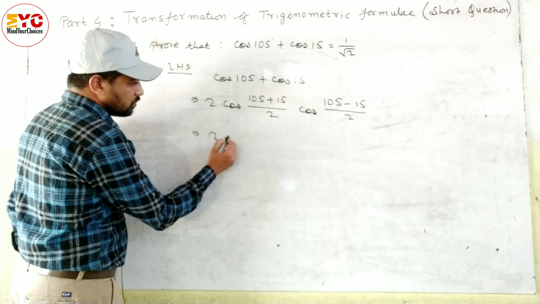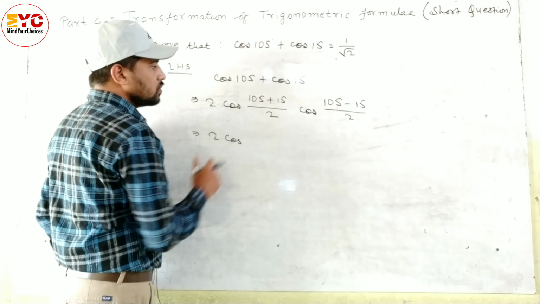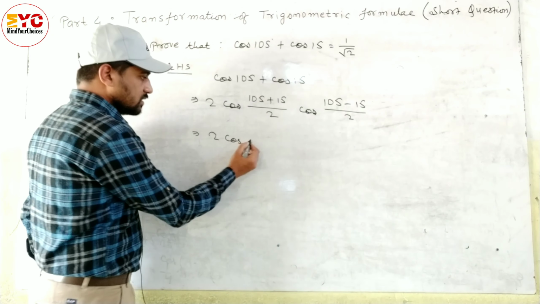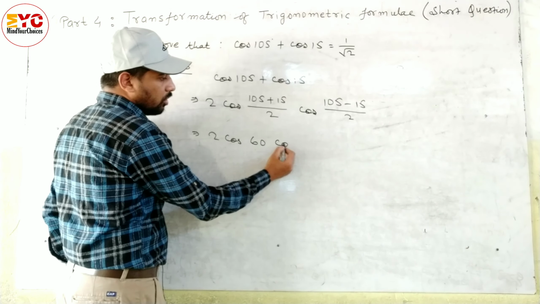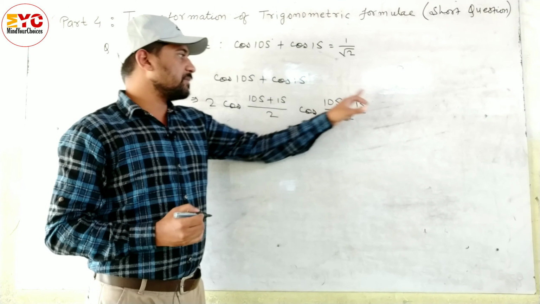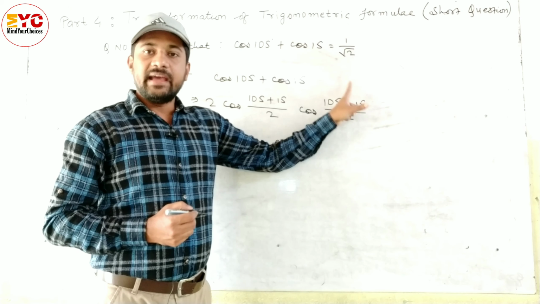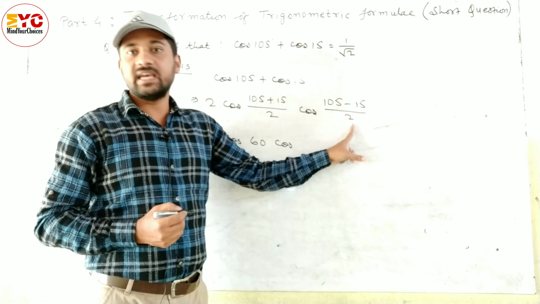Now 2 cos, when you add these two, we get 105 plus 15, it means 120, and 120 by 2 will be 60. So 60 cos. Similarly here, when you subtract 105 minus 15, we get 90, and 90 divided by 2, we get 45.